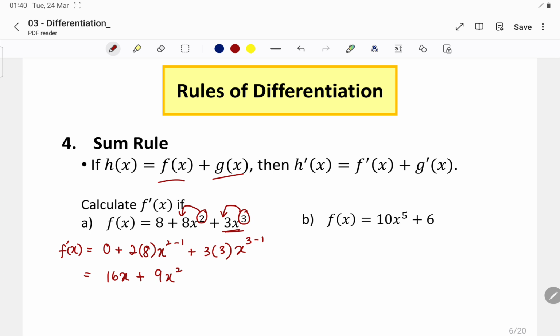That's it. So now we go through question B, which is similar also. This time it has more than one term, which is that they have plus. It can be minus as well.